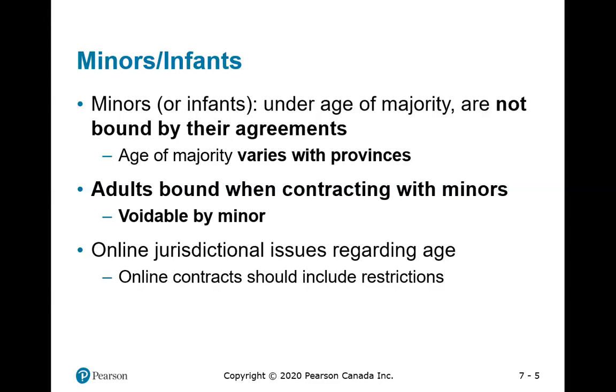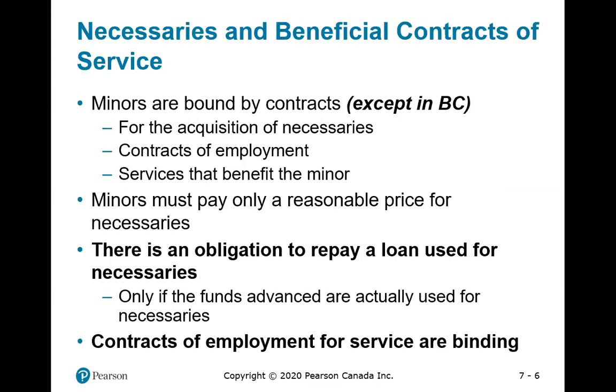So minors are protected. They will be bound by agreements with regards to a loan, student loan, or contract of employment. So those two specific contracts are binding on minors, but any others will not. I am not saying the minor will not comply with their obligations. I'm just saying that if they don't, the other party, the adult or the company, cannot pursue the minor in courts because it's not binding.